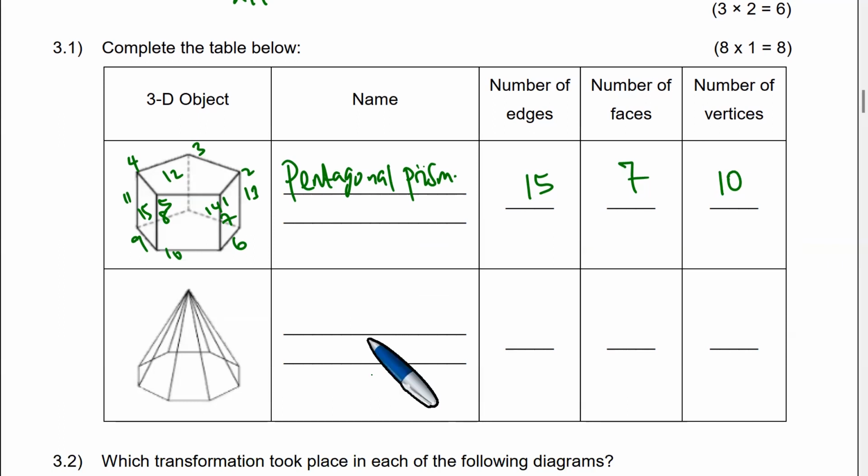Okay, now in the bottom shape, what shape is this called? It's called a three-dimensional object, but what is the name of this shape? Is it an octagonal pyramid? It is called an octagonal pyramid. Excellent. Octagonal pyramid.